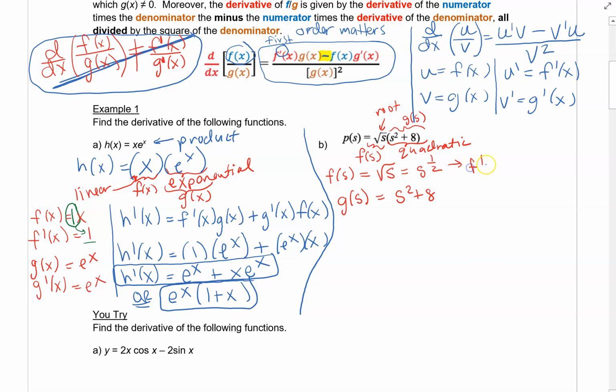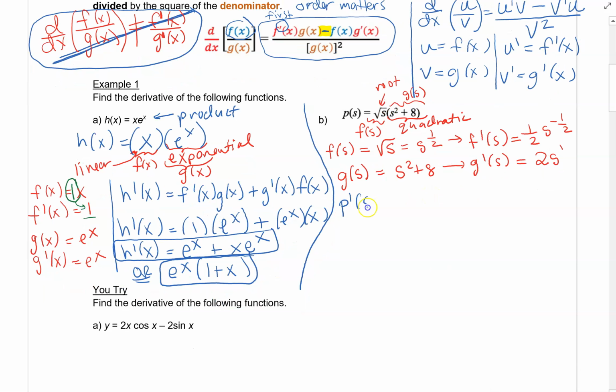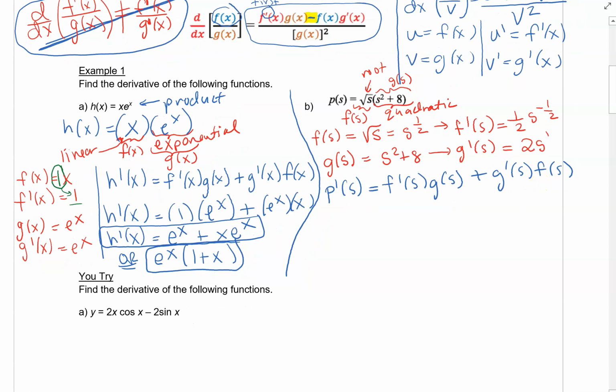So then f prime of s would just be using the power rule. It would be 1/2 times s to the -1/2. And g prime of s would just be 2 times s to the first plus 0, because the derivative of a constant is 0. And then p prime of s would be, well, it would be this. Let's write it out long first. So it would be f prime g plus g prime f, all with s's plugged in.